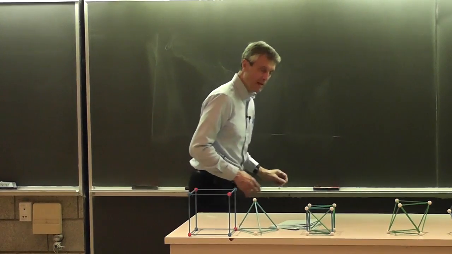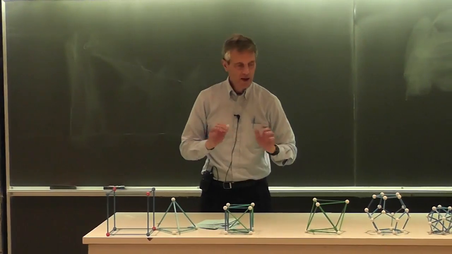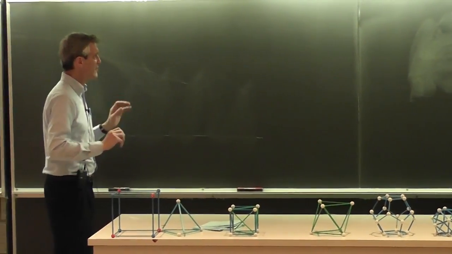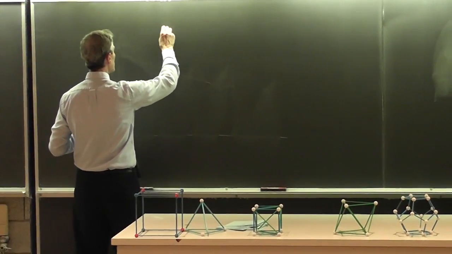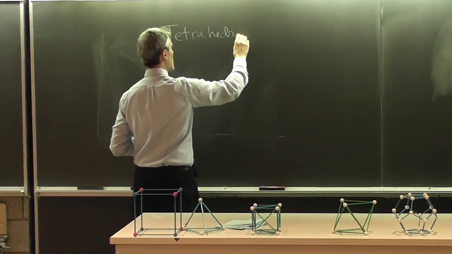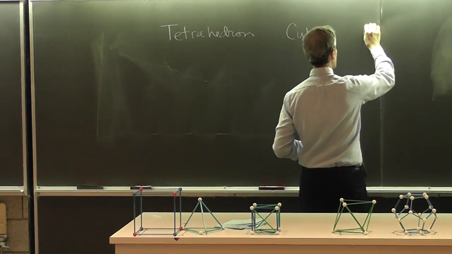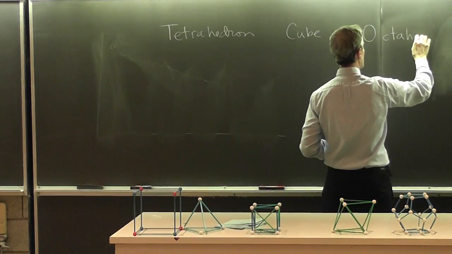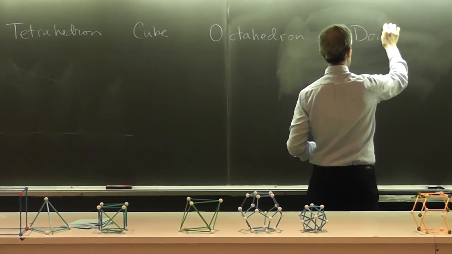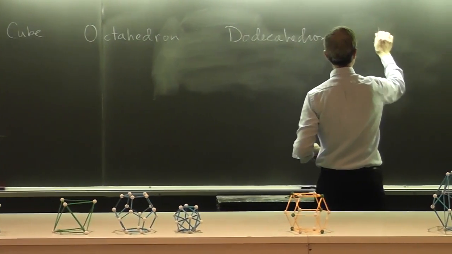Okay, we've gone through a lot of facts about these regular solids, so I'd like to write down a little table of the various facts so we can keep them in mind. So, here's the tetrahedron. Here's the cube. Here's the octahedron. Here's the dodecahedron. Here's the icosahedron.